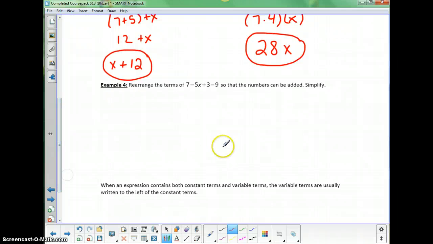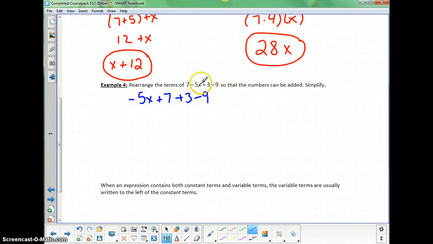Alright, in example 4, let's rearrange the terms. The numbers can be added. Okay, so I'm going to rearrange these terms to write the variable term first. It's negative 5x. The 7 is positive, so I'll say plus 7, plus 3, and minus 9.